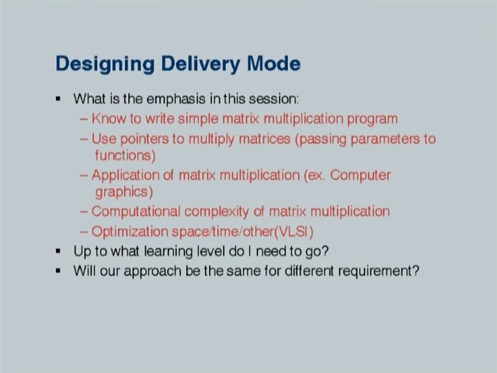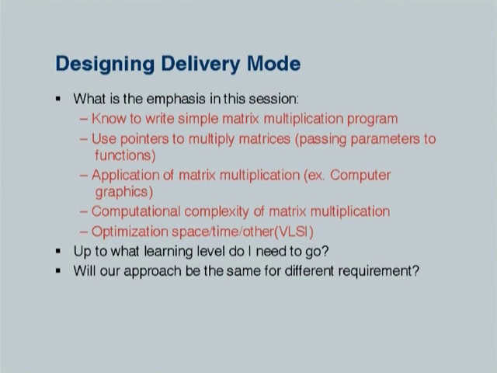Then maybe the computational complexity of matrix multiplication. What is the computational complexity? What is the order? Is it n square or n cube, n log n? What is the order of matrix multiplication computation? Or are we doing some optimization technique? Are we writing a matrix multiplication for space optimization or time optimization, or maybe something like coming out with a VLSI chip where we have the limitation that I may not be able to go for floating point operations and so on, right?